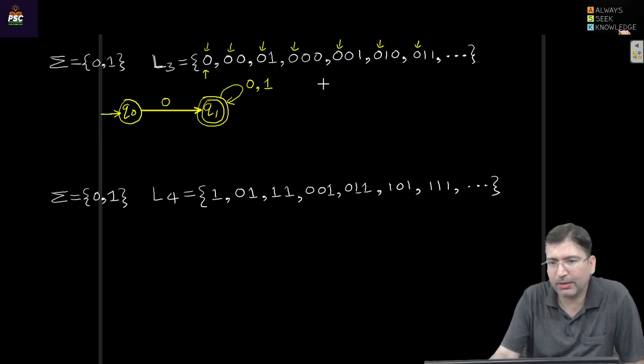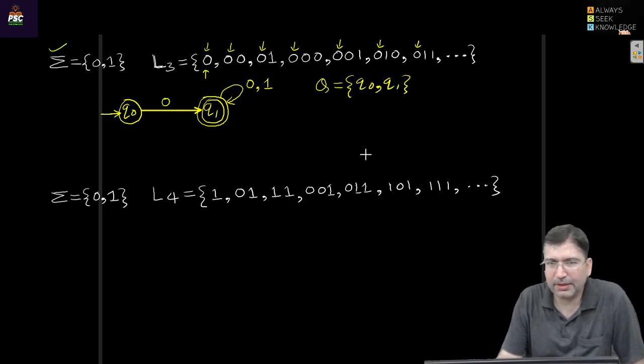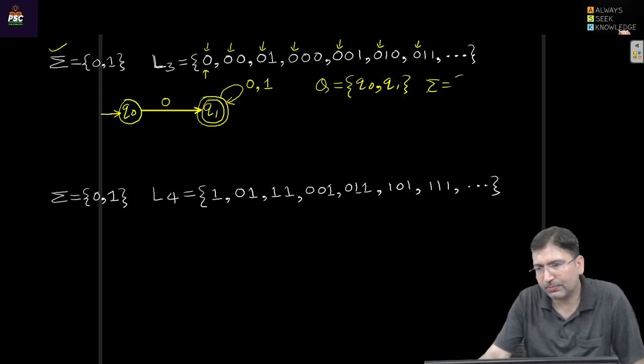If you want to define all the tuples, then the list of states will have q0 and q1. There are 2 states. The input symbols I have already defined, 0 and 1. The initial state is q0, and the input symbols are 0 and 1.